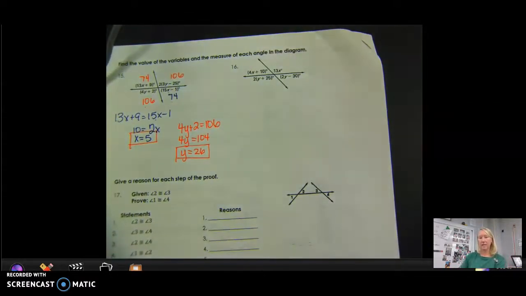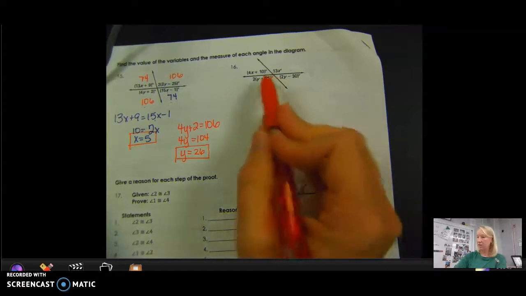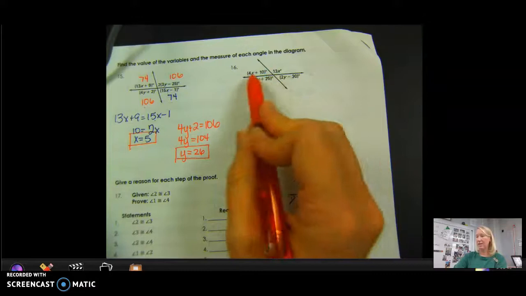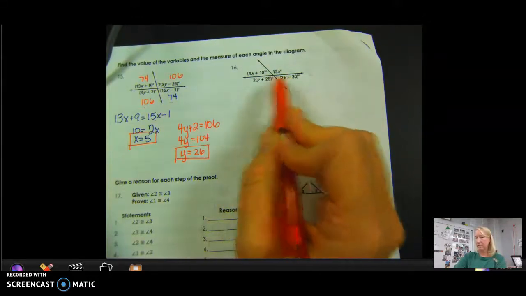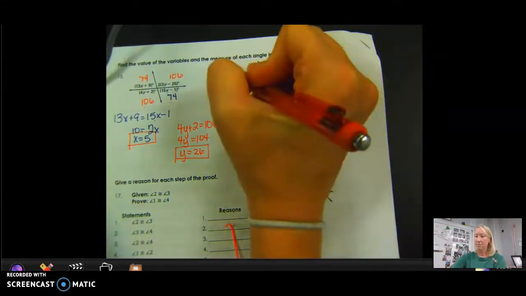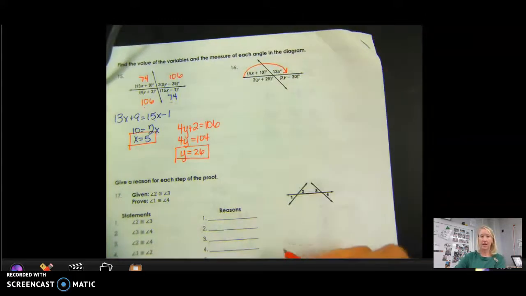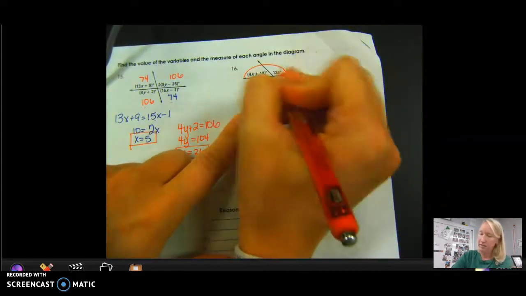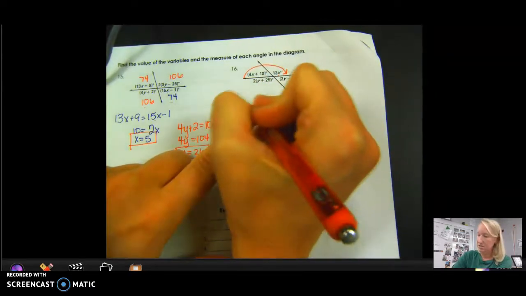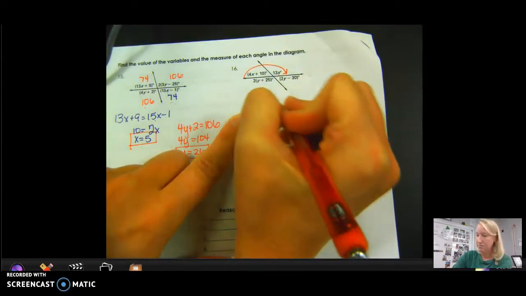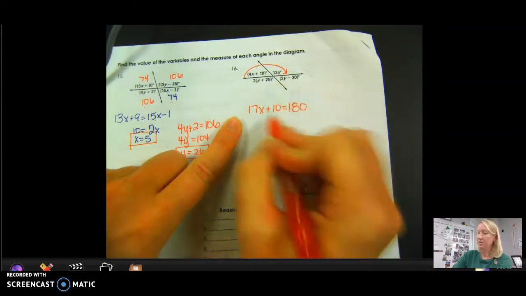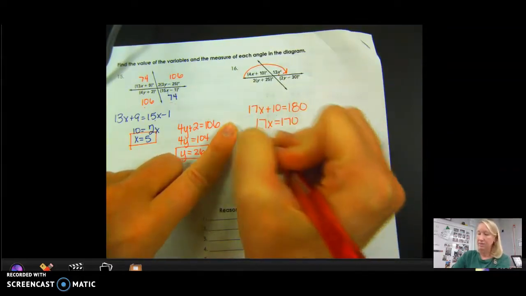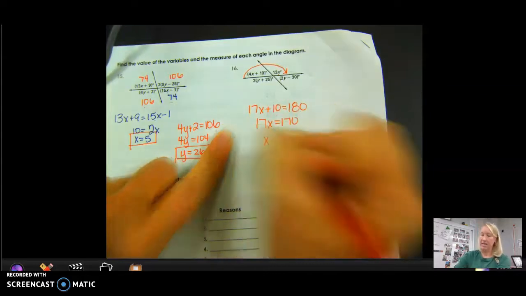Number 16 is slightly different, because if you notice, my angles across from each other have opposite variables, or different variables. So I can't set this equal to this because I can't set x equal to y. But I can set those two added together equal to 180 because they are supplementary. So I get 4x and 13x, which gives me 17x plus 10 equals 180. I'm going to subtract 10 from both sides, so I get 17x equals 170. Divide by 17, and I get x equals 10.